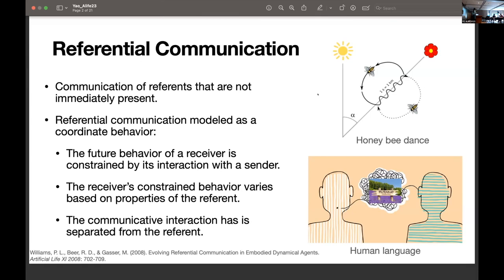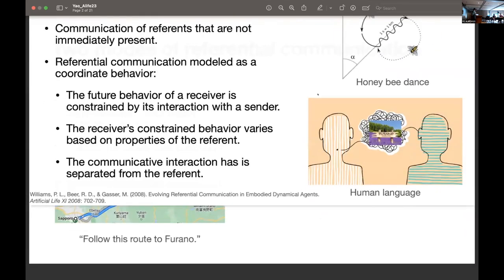Williams, Spear, and Gasser have proposed a way of modeling referential communication based on coordinate behavior. According to this approach, communication is a behavior between agents that determines the future behavior of the receiver in a way that is constrained by the properties of the referent. And communication is referential when communication happens spatially or temporally away from the referent. This is also the approach we are adopting and trying to enrich.